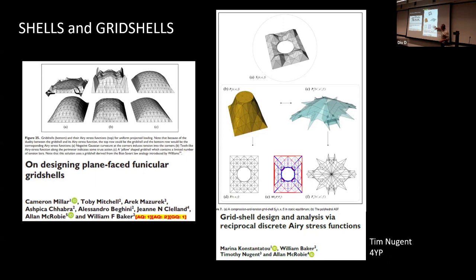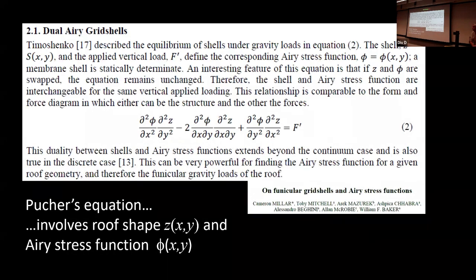And this is all in the discrete case, but we can now start to think about doing this for the continuum case. It all hinges on this thing called Pucher's equation, or it's in Timoshenko's book, some people call it the Timoshenko equation for shell theory. Careful what I say with Professor Callahan. This is one of the bases for how you design these shell roofs.